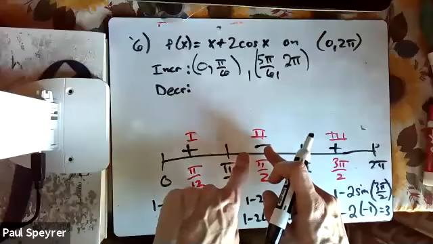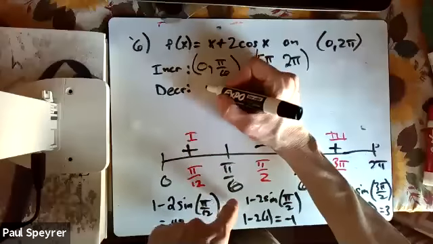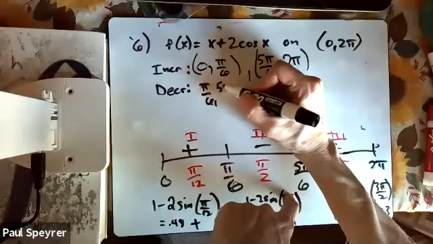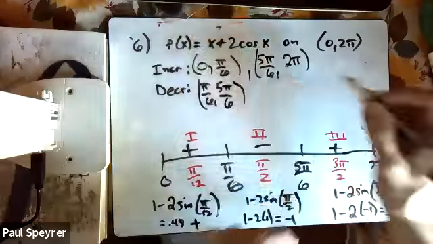Where are we decreasing? Well, we have the minus signs. That is from pi over 6 to 5 pi over 6. Okay, we got that.